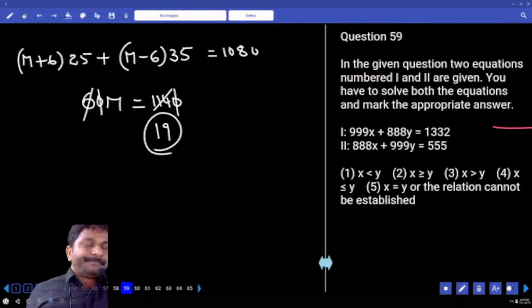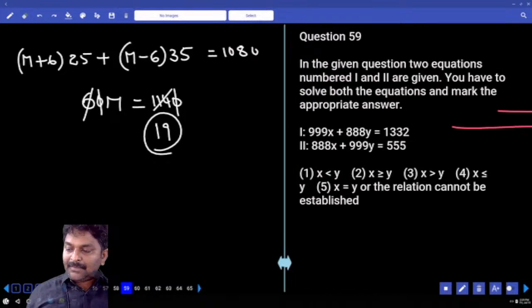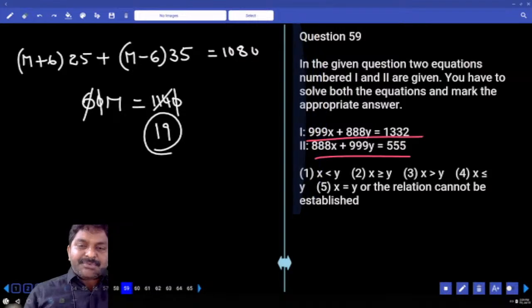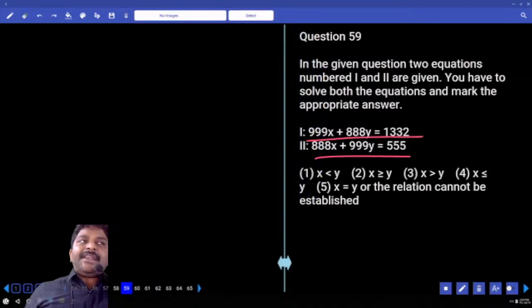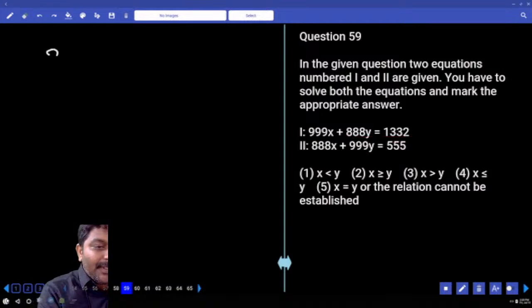Are you done? Right, when you see these numbers, did you observe something? At least you should get an idea when you see the second equation. You can take 111 common and go for cancellation, correct? Now tell me the first equation.